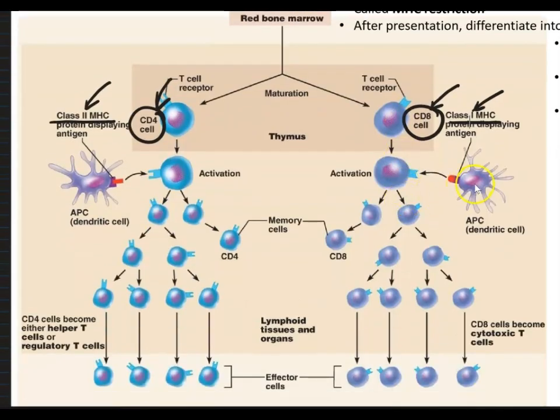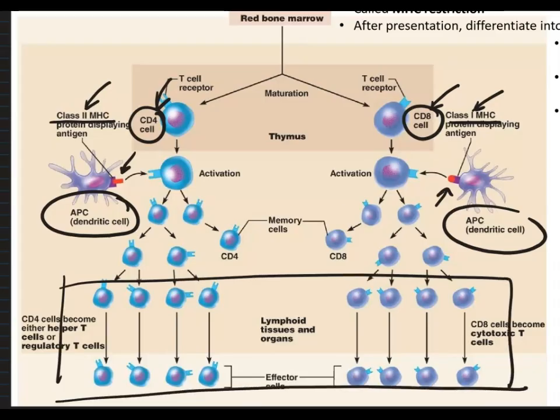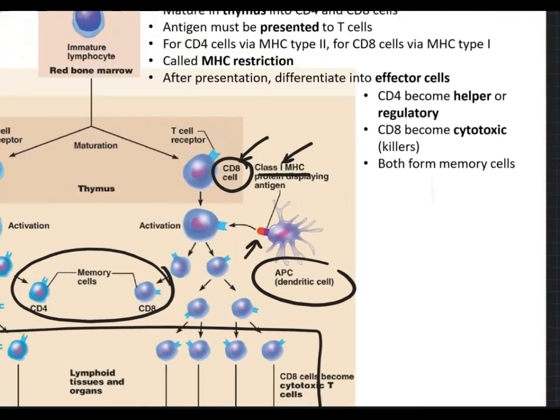So how do they get educated? Dendritic cells present the antigen to them. Now they get educated and they become effector cells and memory cells. Now that's exclusive recognition. CD4 recognize class 2, CD8 recognize class 1 is sometimes referred to as MHC restriction.